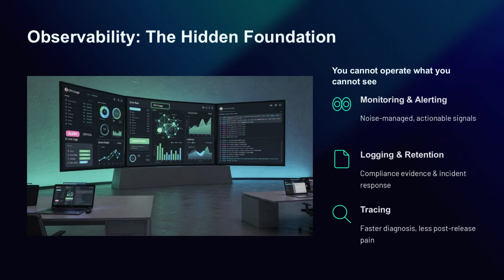With resilience expectations clear, you need observability direction because you cannot operate what you cannot see.